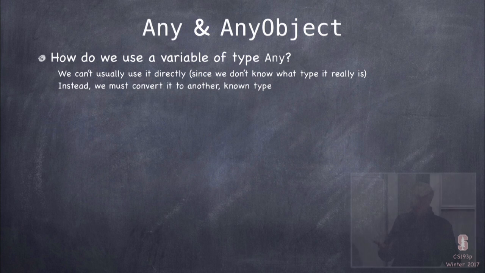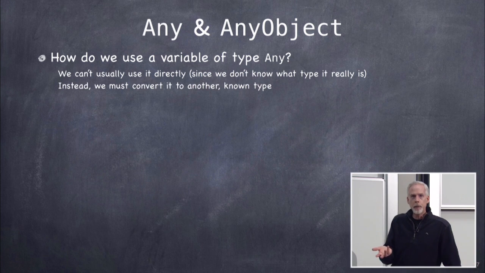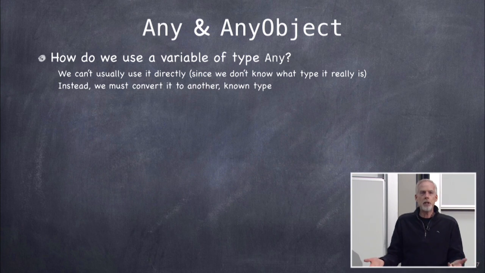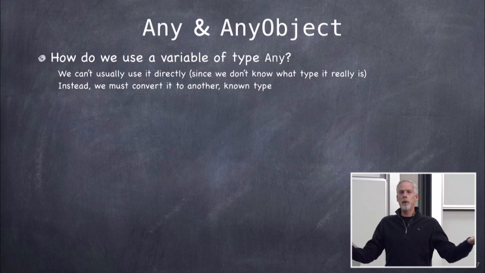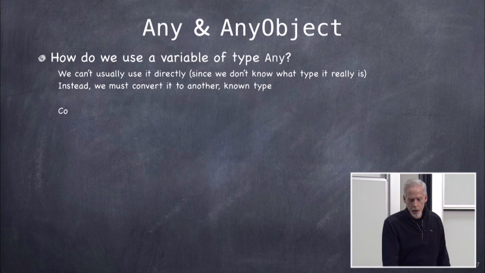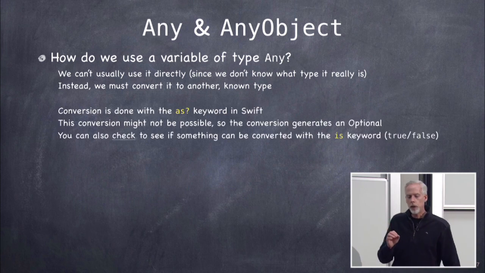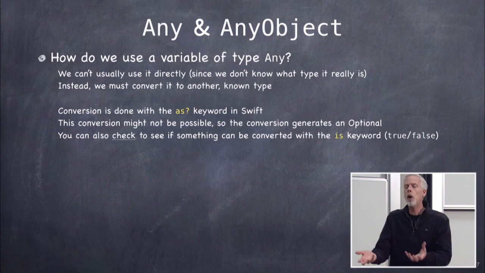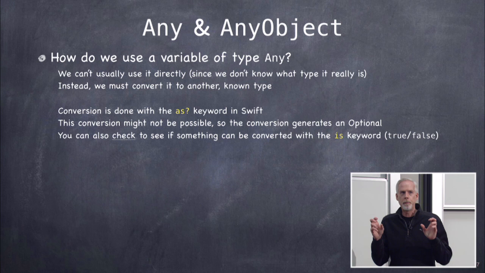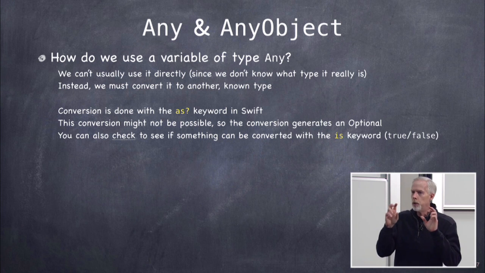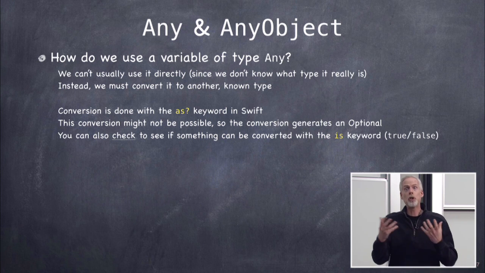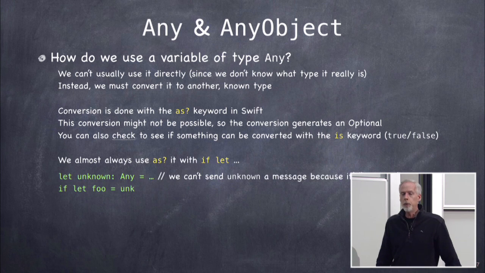So how do we use something of type any? We can't send any messages to it, because we don't know any methods it has. Instead, we have to convert it. We convert type any, or any object, into some class that we know about using as. As is a keyword. We do as question mark because we don't know for sure that we can convert something, so it's an optional. And we use it with if let.